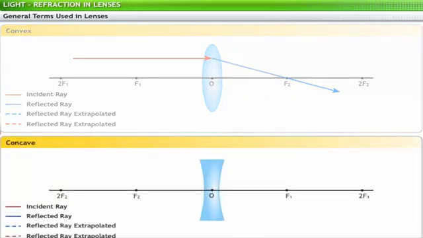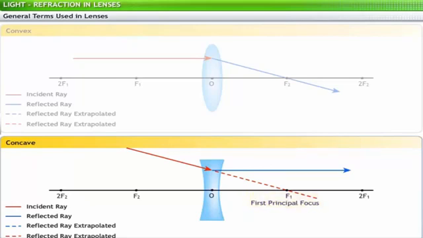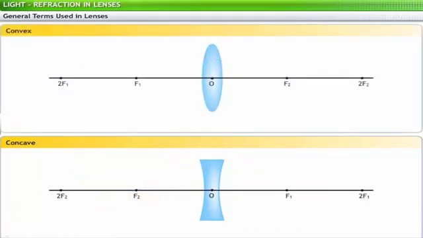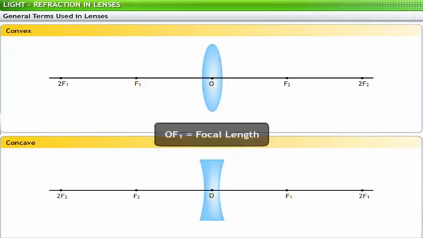In a concave lens, if an incident ray is directed towards a focus and its emergent ray passes parallel to the principal axis, then that focus is called the first principal focus. If an incident ray passes parallel to the principal axis and its emergent ray appears to diverge from a focus, then that focus is called the second principal focus. The distance between the optic center and the focal point is called the focal length. Here the focal length has been represented as OF1 and OF2.